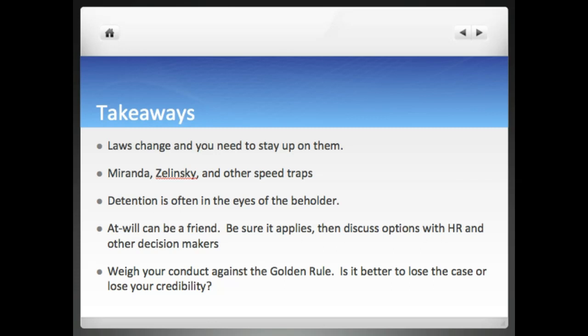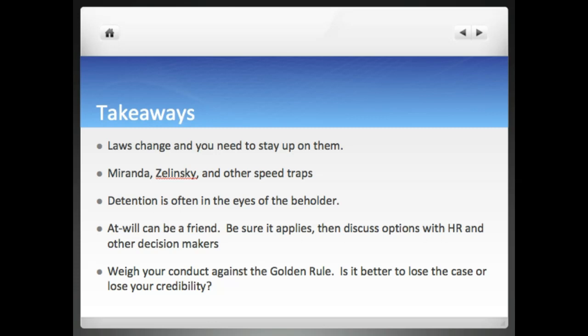An at-will employment agreement can be your friend, but make sure it applies. And this is really a discussion for HR and other decision makers. Do you want me to investigate this? Or is this an at-will situation where we're just going to part ways with this person no matter how it turns out? And maybe we just cut to the chase. That, again, is not your decision, but it is something that could happen. And you want to have a conversation before you start an investigation with the HR partner, so that you don't find things that then you need to give an excuse for, and you've opened yourself up to that lawsuit.